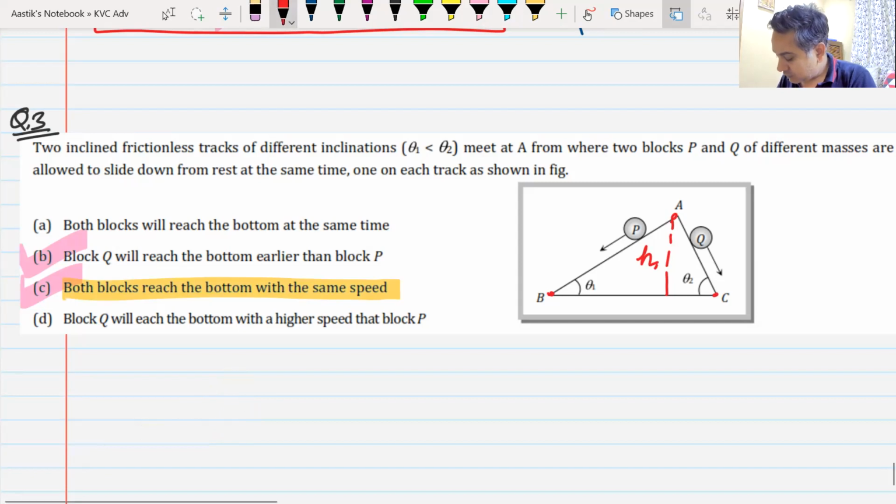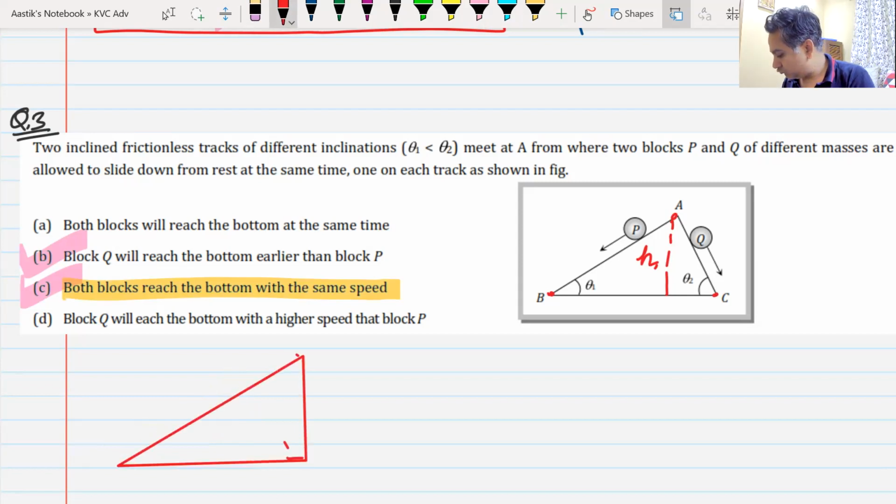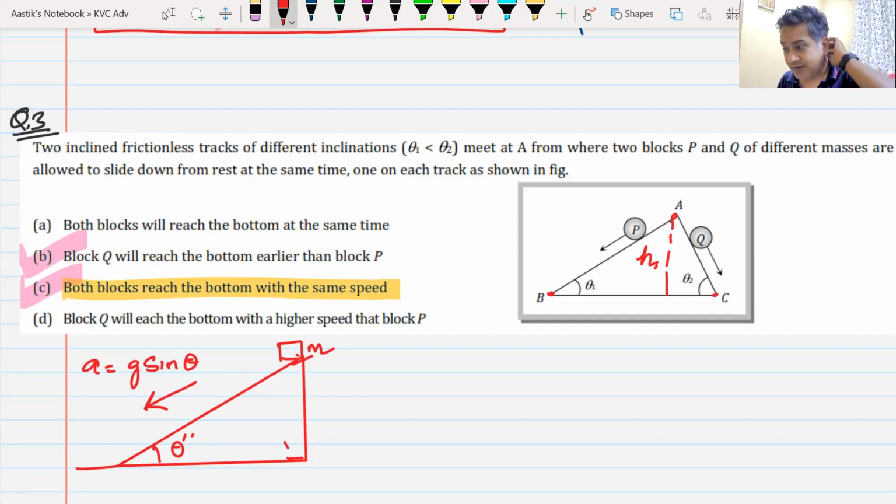If you have a wedge that has an angle of inclination theta, and you place a block of mass m on top of it, the acceleration of this block downwards is always equal to g sine theta. Do we understand this? If the angle of inclination is more, it will have more acceleration and it will come down fast. Yes or no?